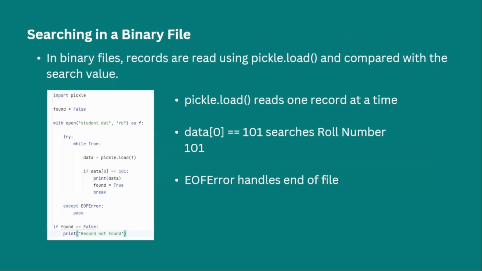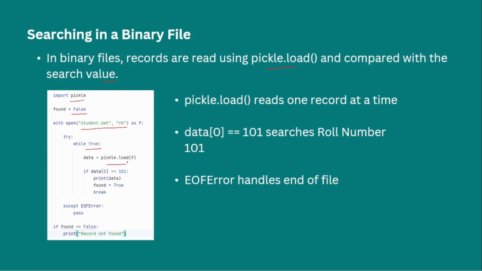Next is searching in a binary file. In a binary file, records are read using pickle.load and compared with the search value. So here we are importing pickle. We have this variable and we have assigned the value false to it. Now we say with open student.dat in read binary. We are opening this file in read binary. Then we are using try except to handle end of file error. Inside the try block, we say while True, so that the loop keeps reading the data.